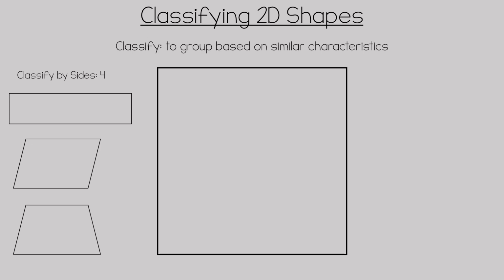We can also classify based on angles. We can see that this square has 1 set, 2 sets, 3 sets, 4 sets of perpendicular lines, which are 2 lines that come together to create right angles. If we are classifying based on 4 right angles, we know that a square has 4 right angles as well as a rectangle.